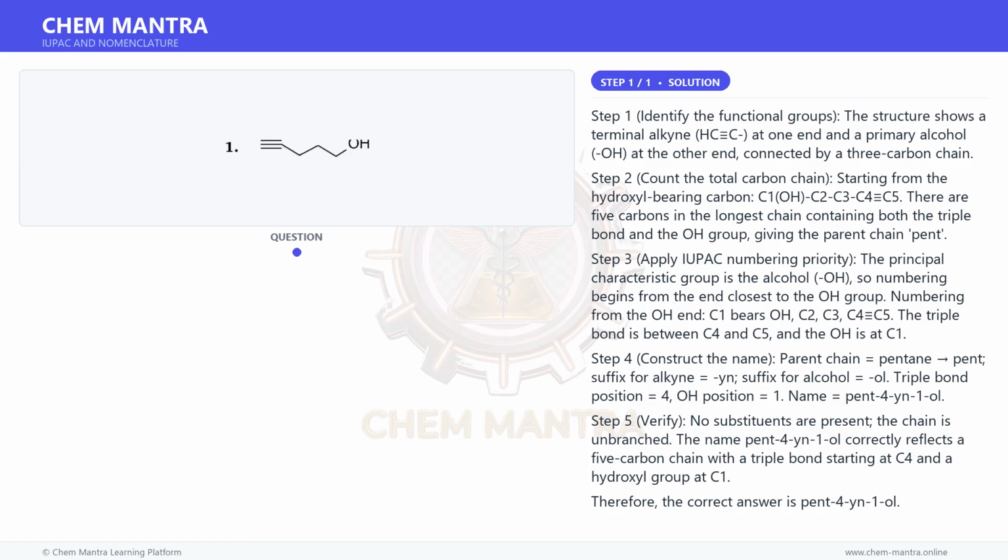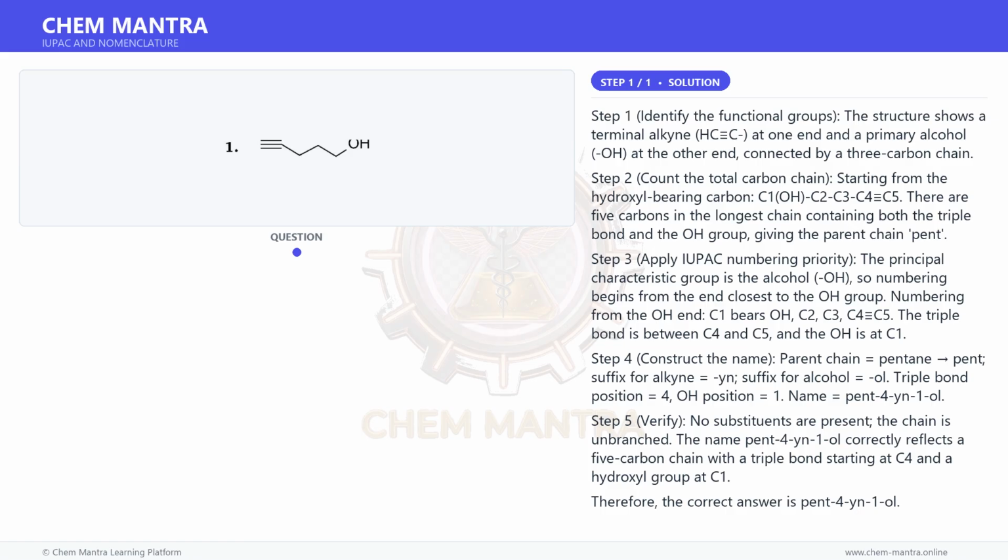The principal characteristic group is the alcohol, OH, so numbering begins from the end closest to the OH group. Numbering from the OH end, C1 bears OH, C2, C3, C4, C5. The triple bond is between C4 and C5 and the OH is at C1.